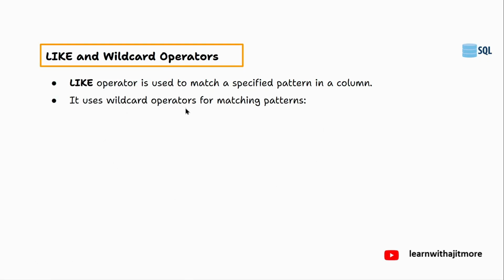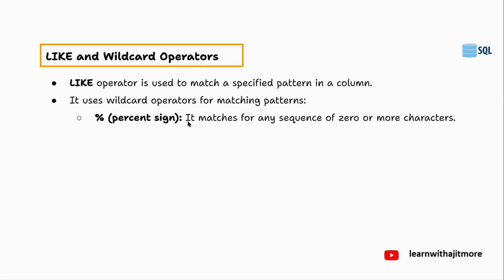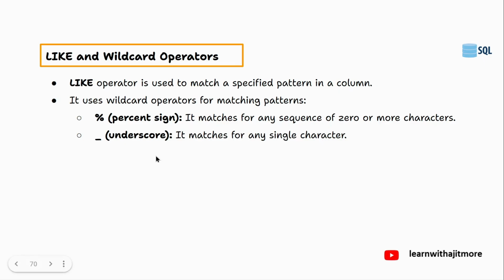So the like operator is used to match a specified pattern in a column. It uses wildcard operators for matching patterns. What are those wildcards? First, the percent sign: percent matches zero or more characters, any sequence of zero or more. Underscore matches exactly one character.